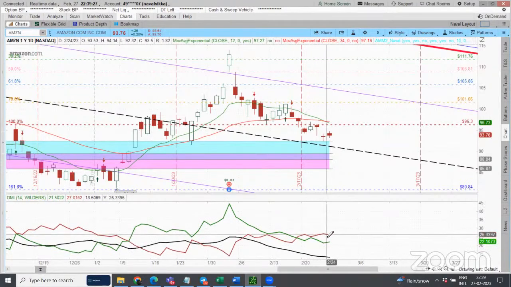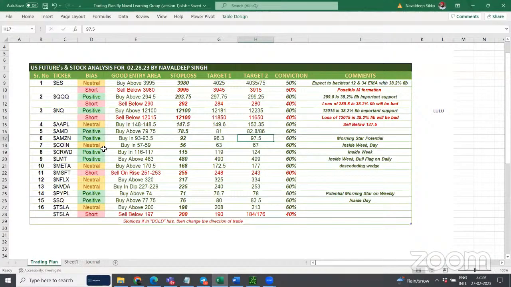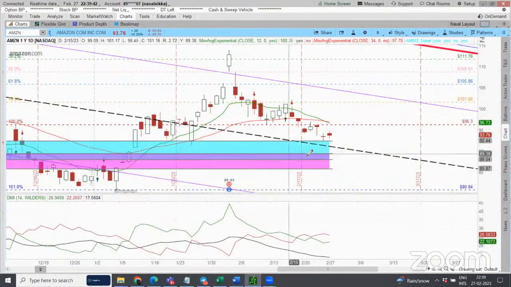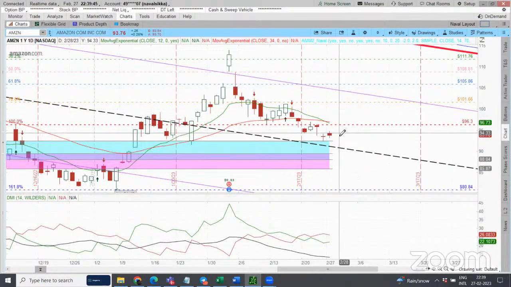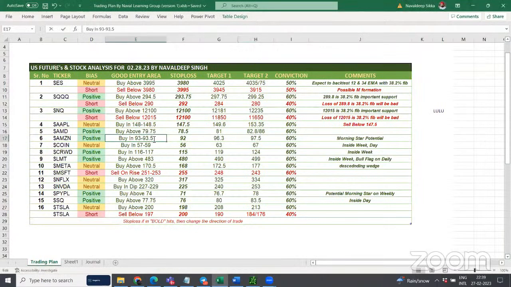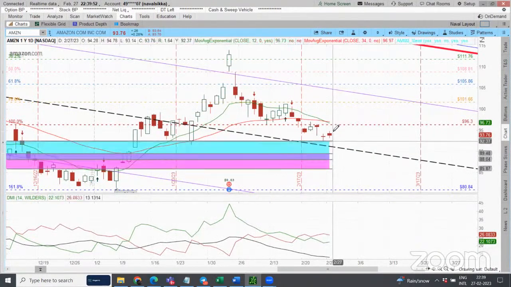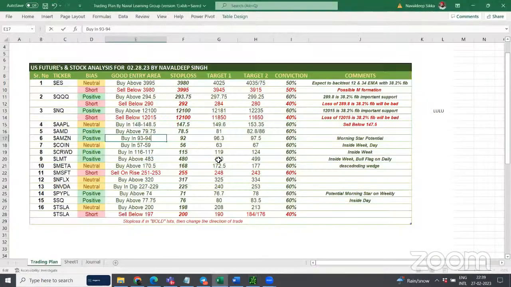So the negative momentum is going higher. It shows that the negativity is there, but that negativity is weak. So negativity and weakness makes that, yes, it's ready for a bounce. So Amazon is still positive. I want to buy in the range 93, 94. My stop loss is still 92, target 96. And I'm increasing my target to 101 now. Morningstar potential, but it failed. So there's nothing right there.